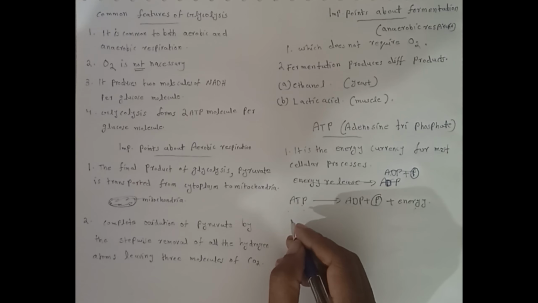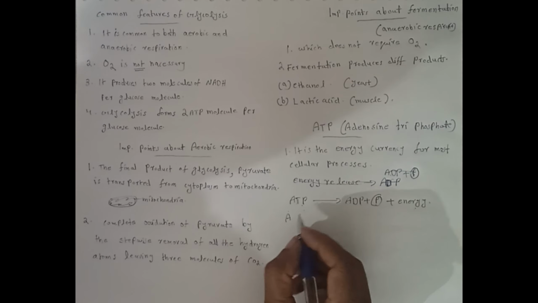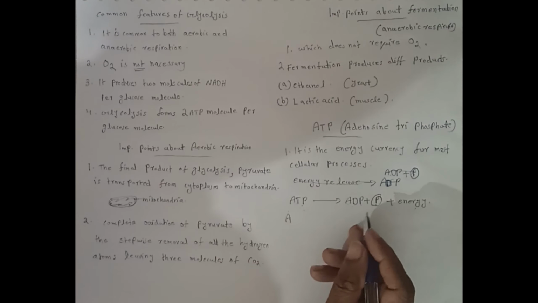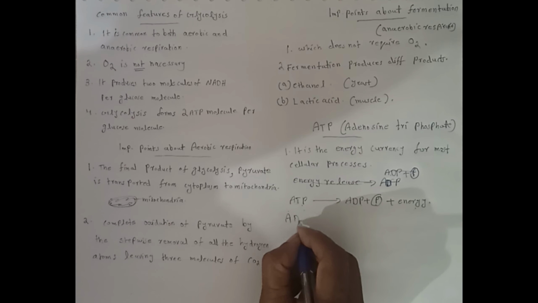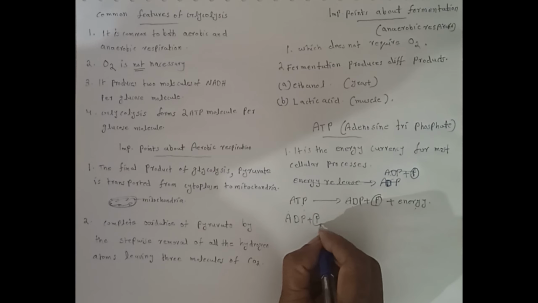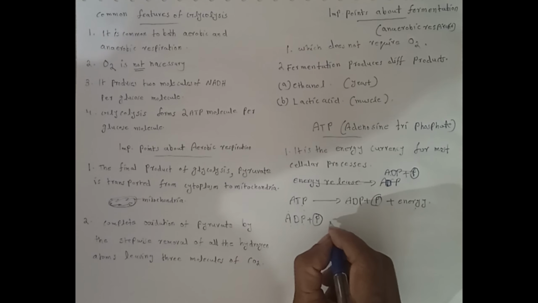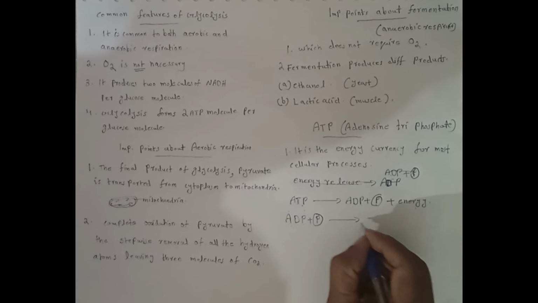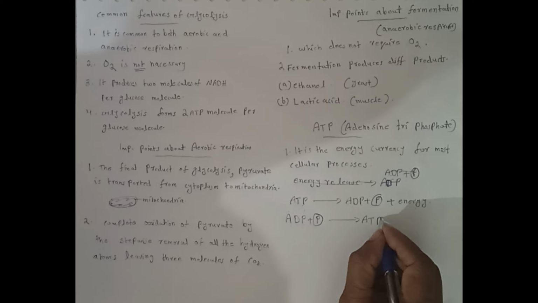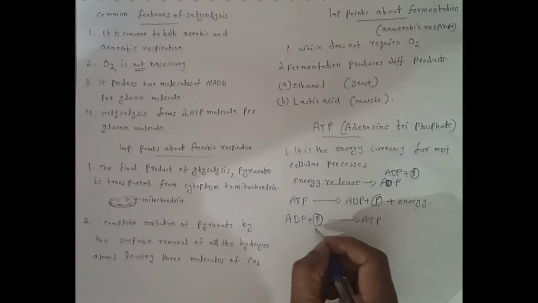Then if energy is stored in the ADP molecule, what happens? One phosphate molecule attaches to adenosine diphosphate to form ATP, adenosine triphosphate. Here energy is stored.